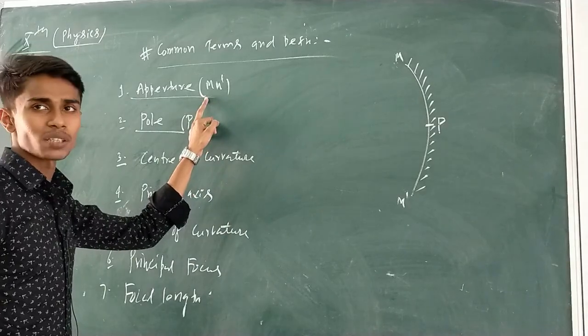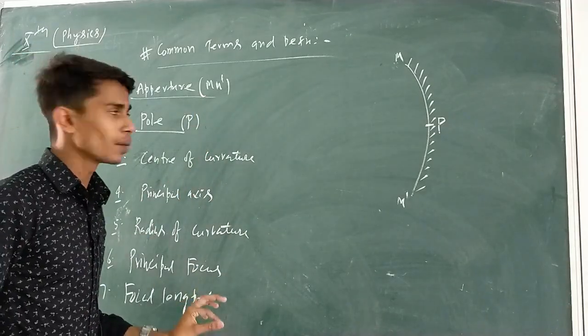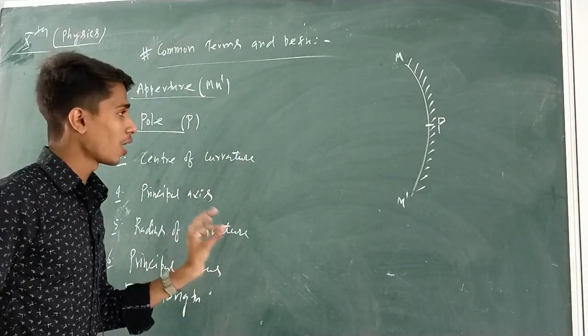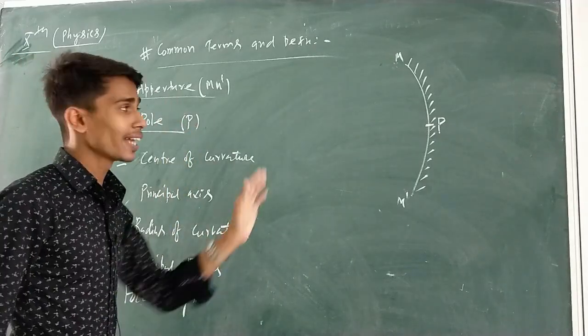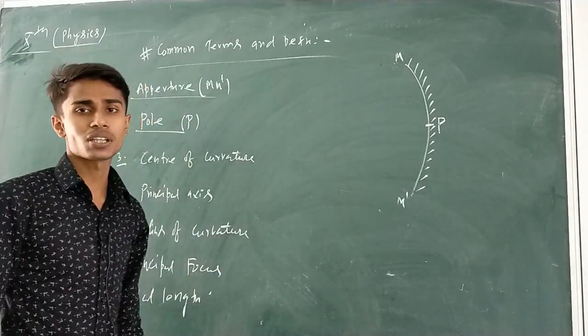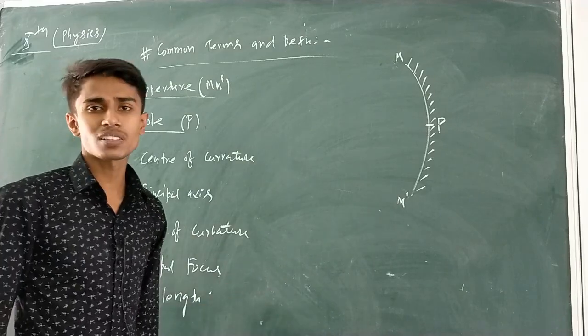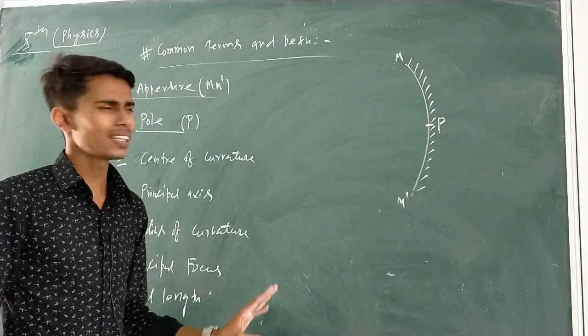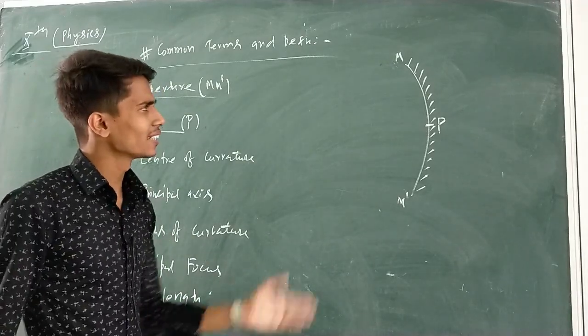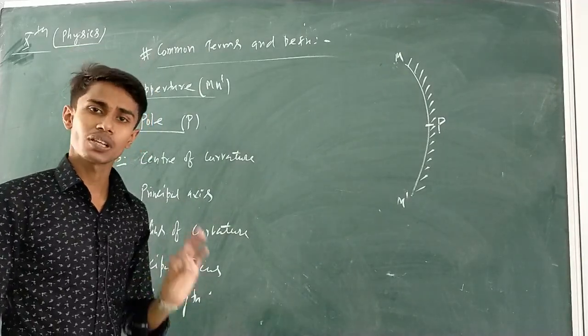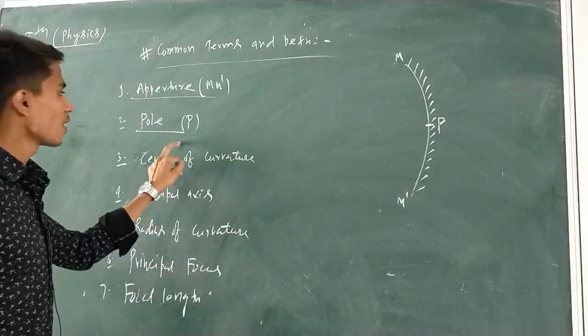Could you define aperture? What is the meaning of aperture? The midpoint of the mirror. The midpoint of what is the aperture? The angular distance between two end points of the mirror is called aperture, or the circumference of the mirror is called aperture, or you can easily write it as the length of the reflecting surface of the mirror is called aperture. Okay. How could you define pole?